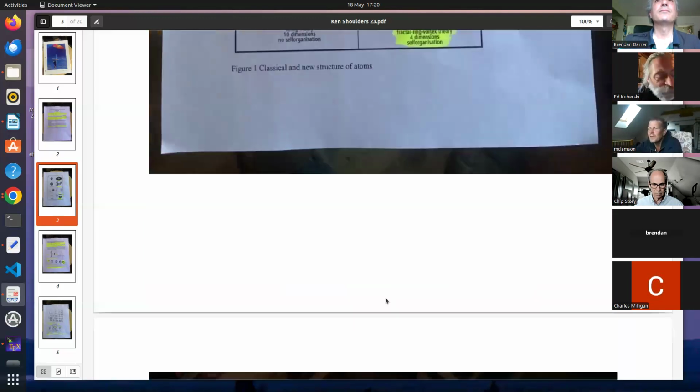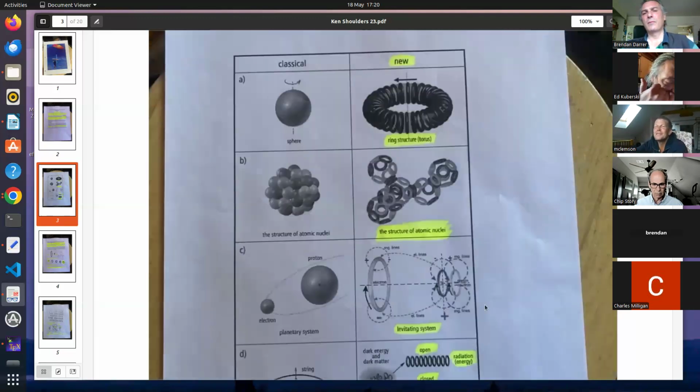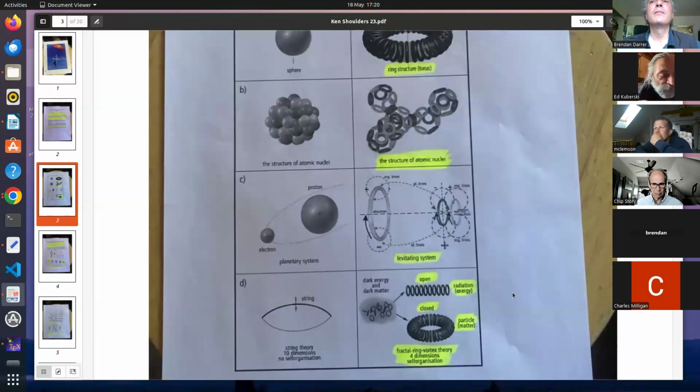So one thing I just wanted to point out here is that when you look at the open system, when the rings are all open, you essentially have energy or radiation. And when you close them, that's when you have matter or a particle. So it's kind of a little bit important there. Yeah, carry on, Brandon.